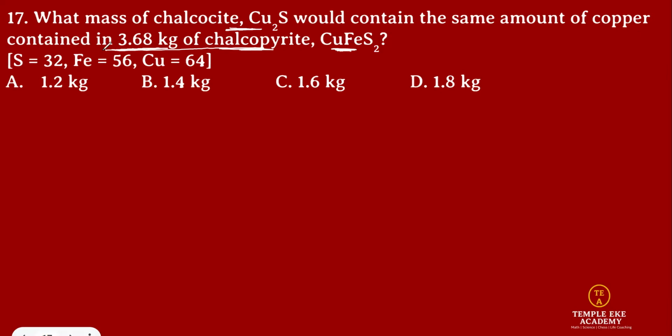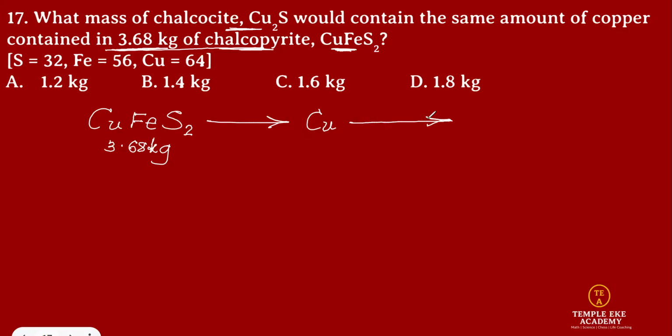We have to work from the mass of chalcopyrite, which is CuFeS2, and then determine the mass of copper present in this particular ore from the given mass, which is 3.68 kilogram. And now work into the required amount of Cu2S. So the calculation will contain 3 units, as we have seen, 1, 2, and 3. So let's get straight off into the solution very quickly.